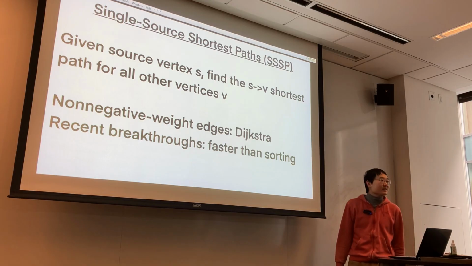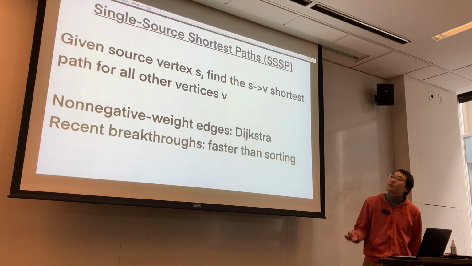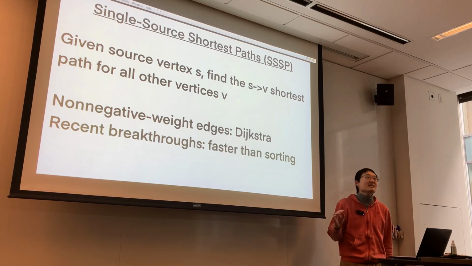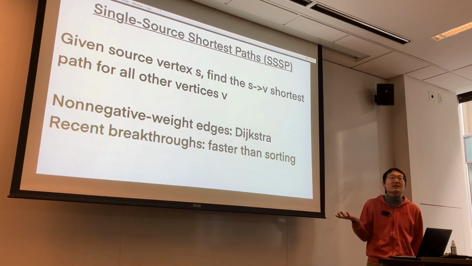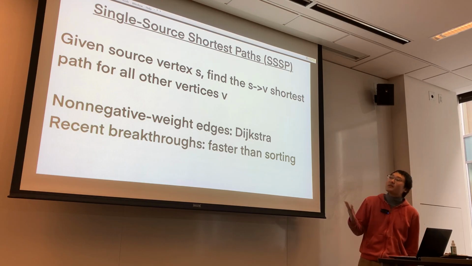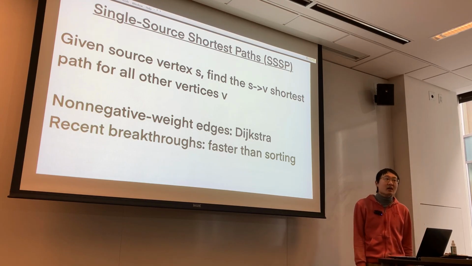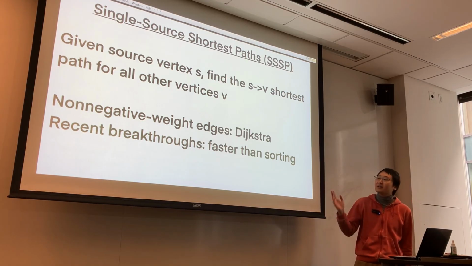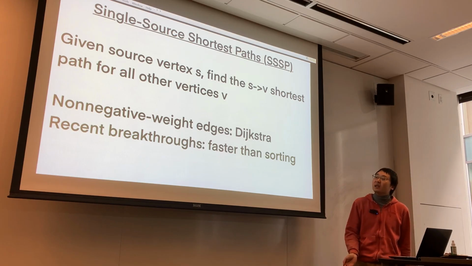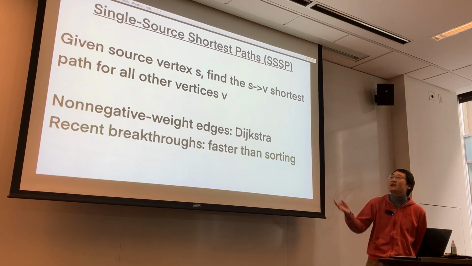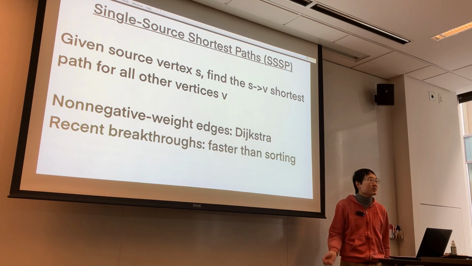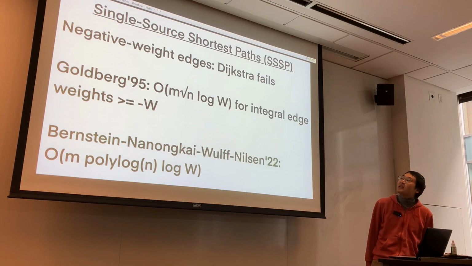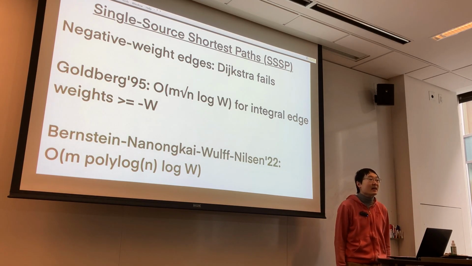A classic result from undergrad algorithms is that when the graph has non-negative weight edges, then Dijkstra's algorithm is near optimal. It's m plus n log n, so within a log factor of optimal. There have been some recent breakthroughs, which I will not touch on in this talk, that actually improve upon the log factor. The message is that you can solve non-negative weight shortest paths faster than sorting a list of numbers. But in this talk, we'll mainly focus on the presence of negative weights.